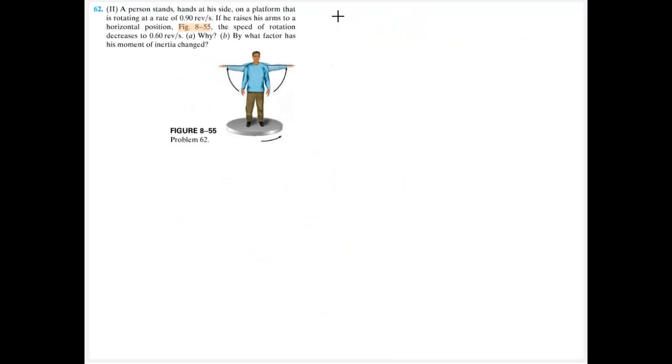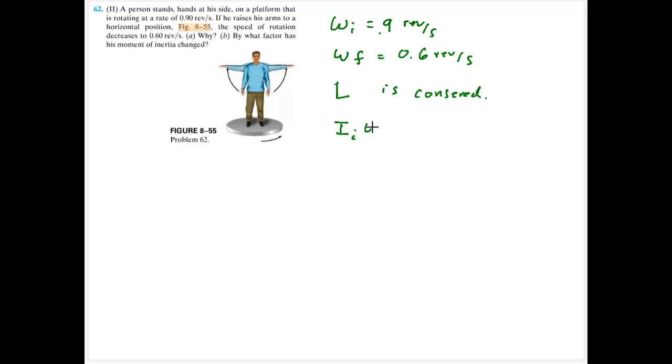Lastly, we have a problem where we have somebody that is rotating. They have an initial angular velocity of 0.9 revolutions per second, and then they lift up their arms and they're going to essentially be going slower, 0.6 revolutions per second after they raise up their arms. Well, the first question is why is that? One thing that we know is this thing called angular momentum, that's going to be capital L, is going to be conserved. What that means is that the person's moment of inertia initially multiplied by their initial angular velocity must be equal to their final moment of inertia multiplied by their final angular velocity.